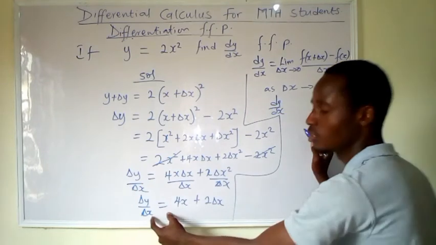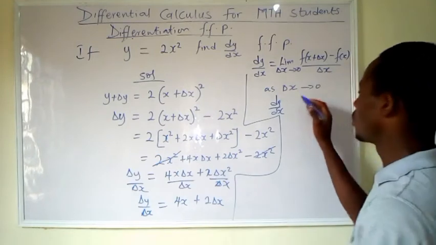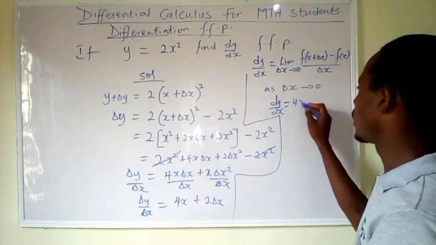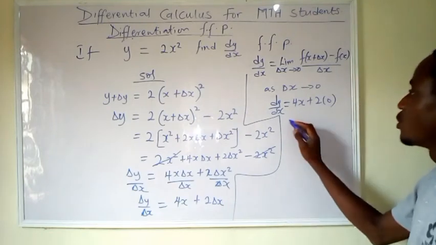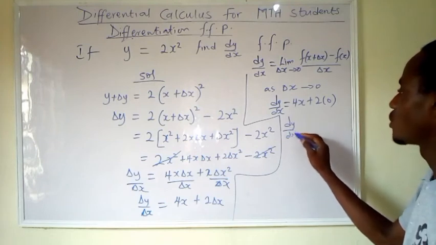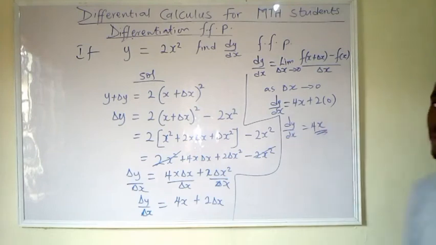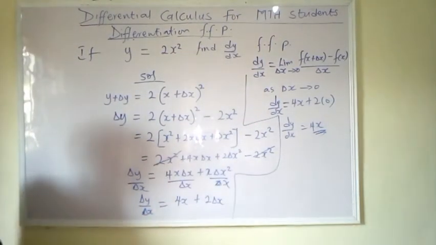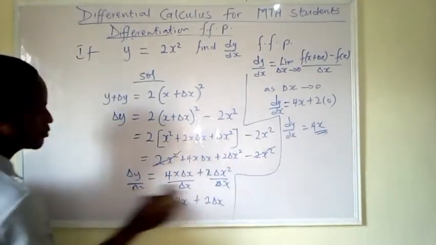The gradient of the secant becomes this. Once change in x in the expression is turned to 0, we're going to have 4x plus 2 into 0. So at this point, we call it the derivative. So we have dy/dx equals 4x, and that will be the derivative of the function. Yeah. So let's take another question.